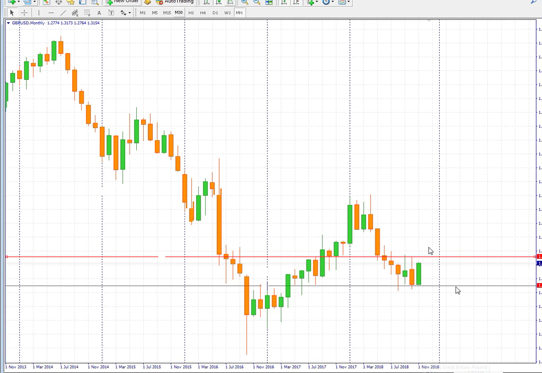We also want to look at two other pairs to see if we have any useful information from them. That is USD JPY and then other JPY crosses. USD JPY.